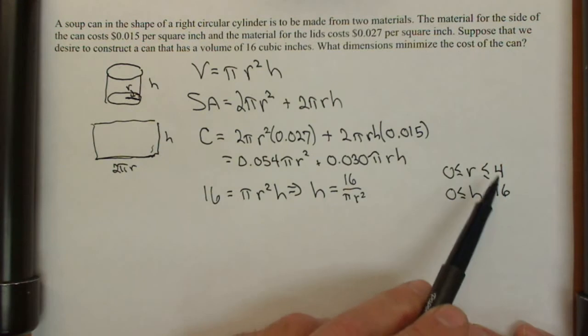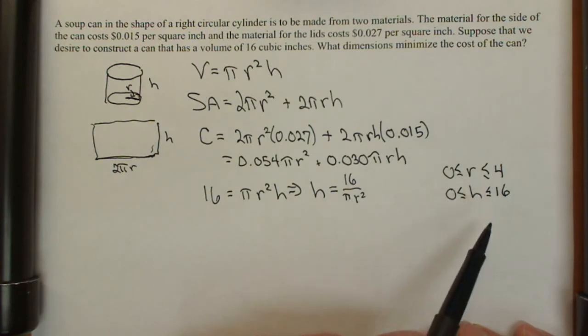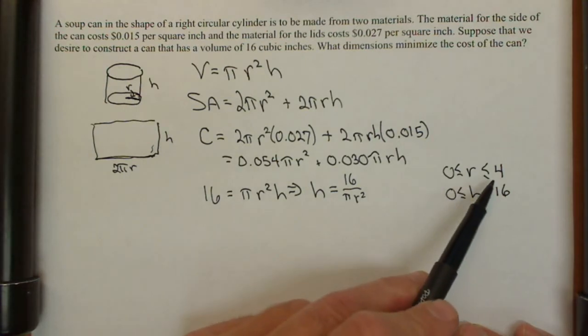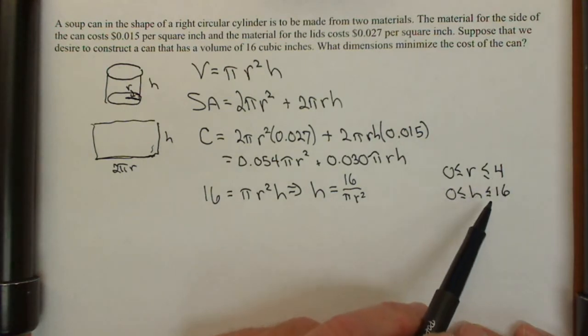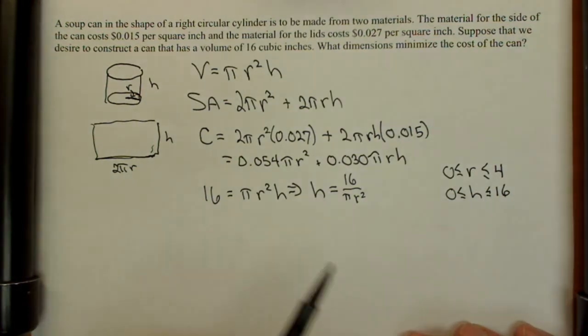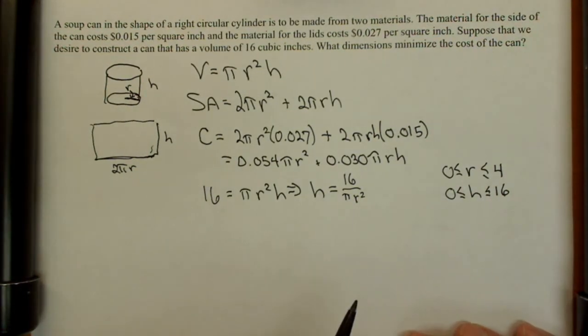It's a pretty small number. So there's some variability on these upper limits. I just chose those because I wanted to deal with integers. Anything bigger than 4 won't make a very interesting can, and same thing with h, anything bigger than 16. But if you picked something like 3 for r and 10 for your upper limit of h, that's probably going to be fine as well.